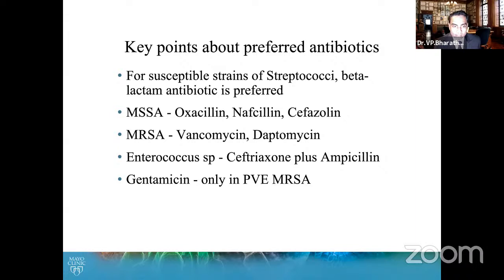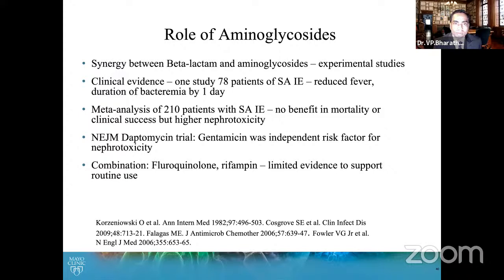So where do we use gentamicin? Only for prosthetic valves. As for the role of aminoglycosides, if you look at the guidelines, they were in almost all the regimens in the previous guidelines, because there is a good synergy between beta-lactams and aminoglycosides. But if you look at clinical studies, the benefit is very modest. They reduce fever and the duration of bacteremia by just 1 day. On the other hand, the risk of nephrotoxicity is very high. Even in the daptomycin trial that was published in NEJM, gentamicin was an independent risk factor for nephrotoxicity. So we don't use gentamicin for most of our patients.